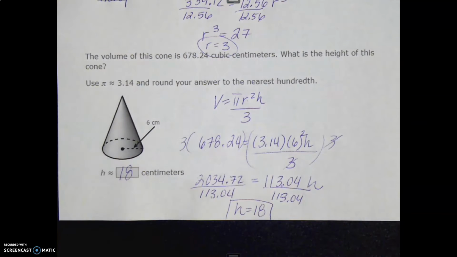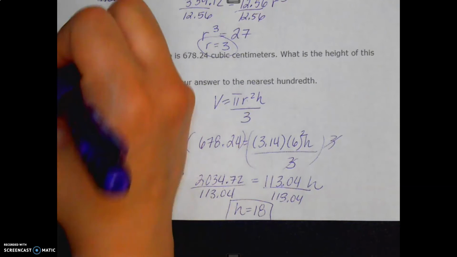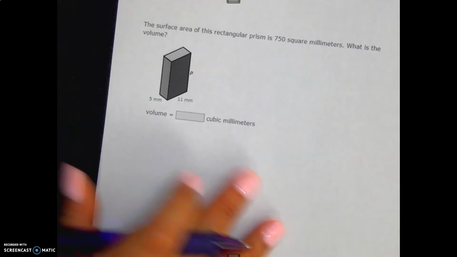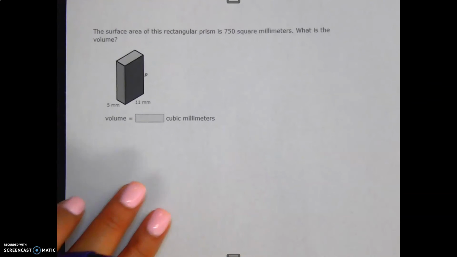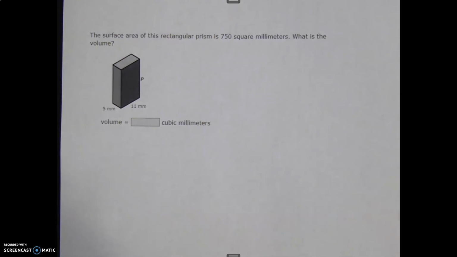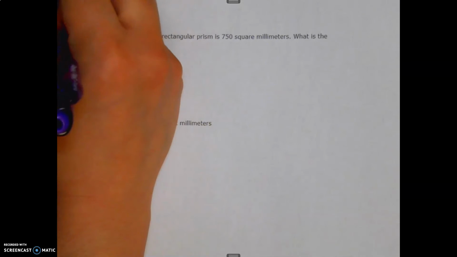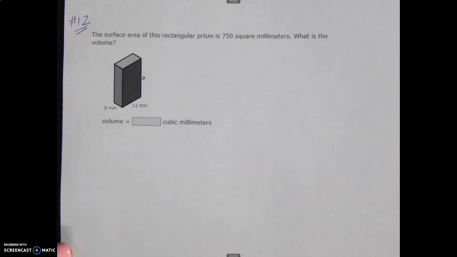All right. Let's see, I have about a minute and a half left on this video. Let me rush through our 12th problem together. Okay. So it tells us the surface area of this rectangular prism is 750 square millimeters. What is the volume? Okay, so last one, I don't think I'm going to have time. Let me stop this video and make a third.